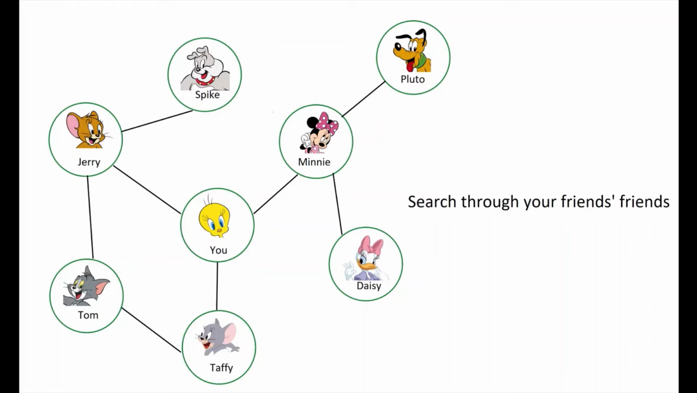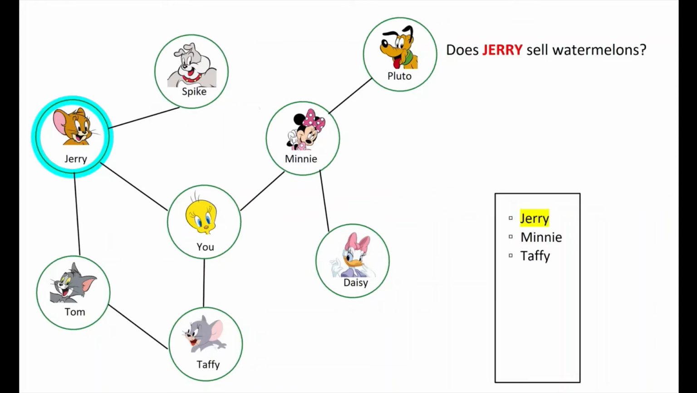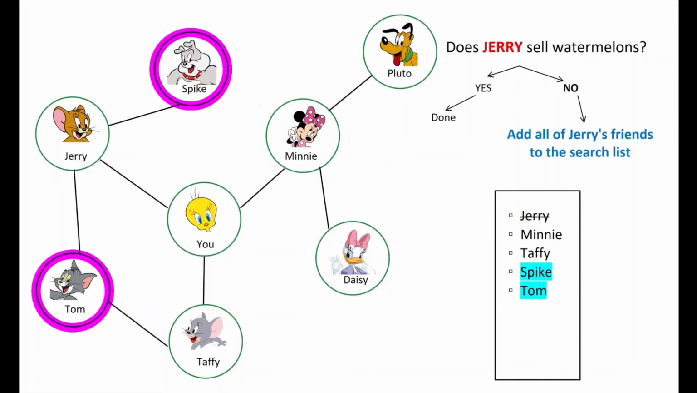Let's see an example of how you would go ahead with this. Does Jerry sell watermelons? If yes, then you are done. If the answer is no, then you add all of Jerry's friends to the list. In this case, we add Spike and Tom. Similarly, you will add Minnie's friends and Taffy's friends to the list too.